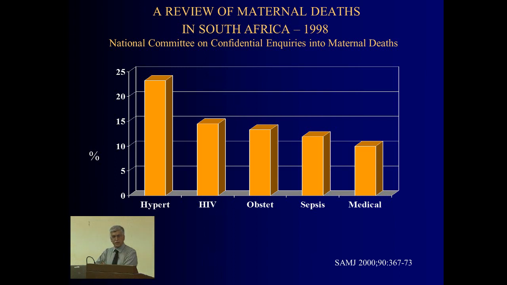The lead author on that committee was Professor Jack Moodley, and this publication is the result of the deliberations of that committee, published in the SAMJ in 2000, looking at the so-called Big Five in terms of maternal mortality in 1998. And as Professor Buchart pointed out, hypertension clearly was by far the leading cause. And then amongst others, there were HIV, other obstetric complications, sepsis.